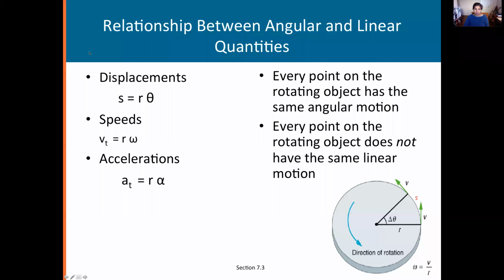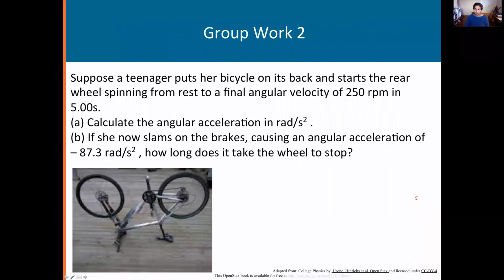So you need to know all these three relationships, very, very important, to be able to convert back and forth. Let's do a simple problem on this to use these equations. Suppose a teenager puts her bicycle on its back and starts the rear wheel spinning from rest to a final angular velocity of 250 RPM in 5 seconds.